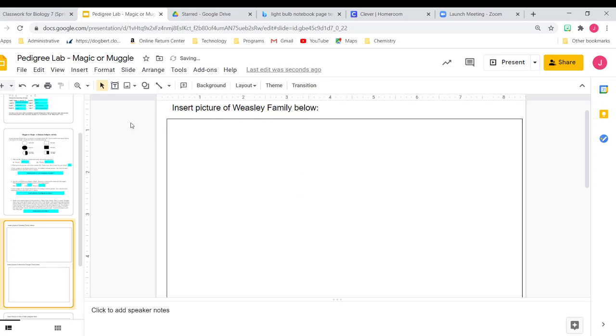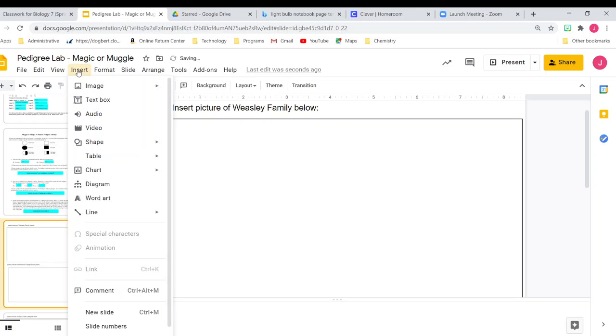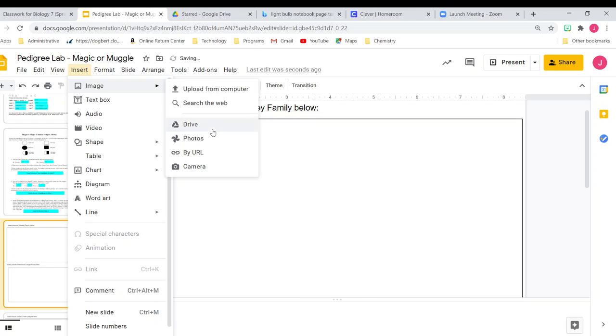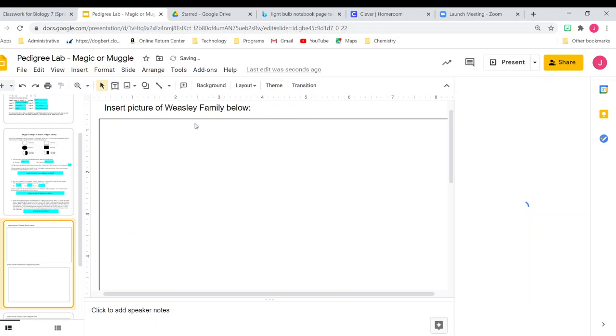Once you do that, then you can come back in here into your slides, and you're going to say Insert, Image, and you're going to choose Drive. And please make sure that you're logged into your student account. And then once you click Drive, hopefully that is there. It should be in your recent. Okay, and then you will insert that picture and size it to the box.